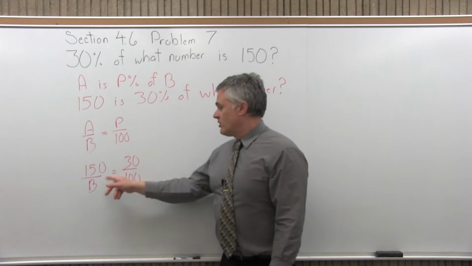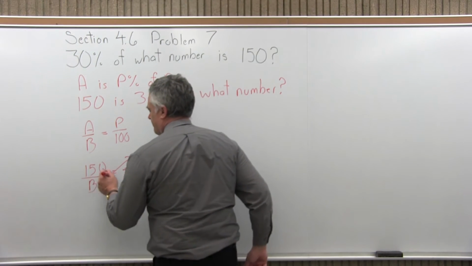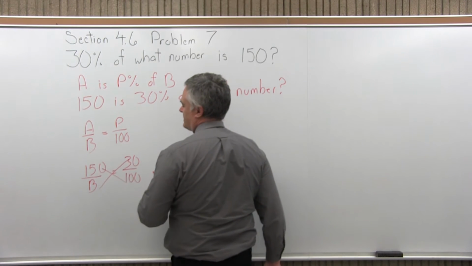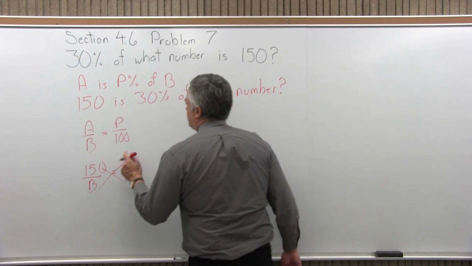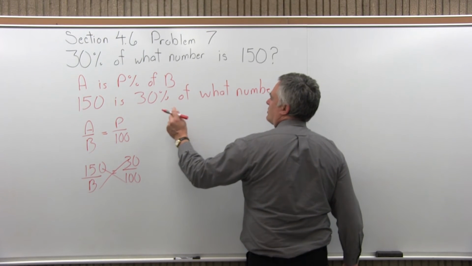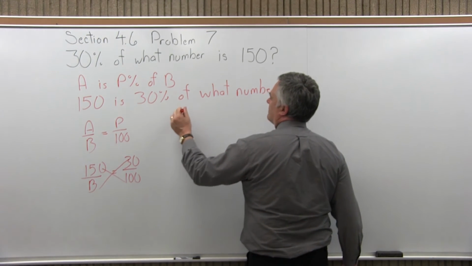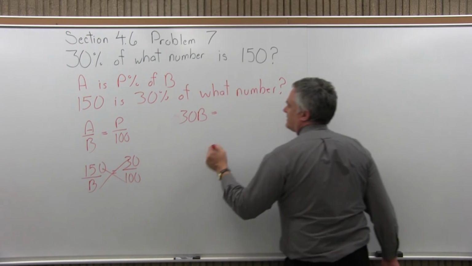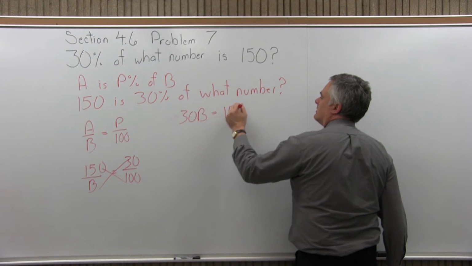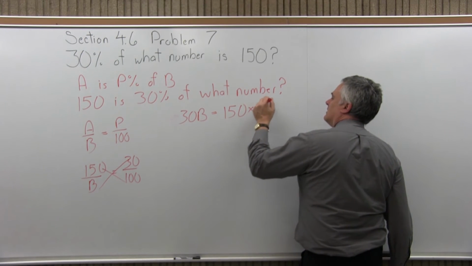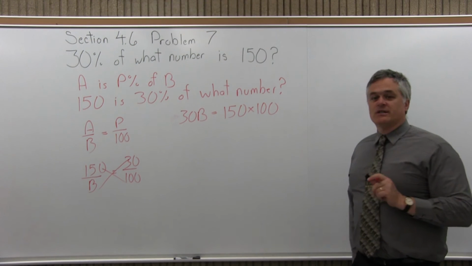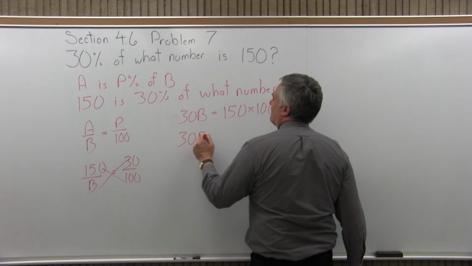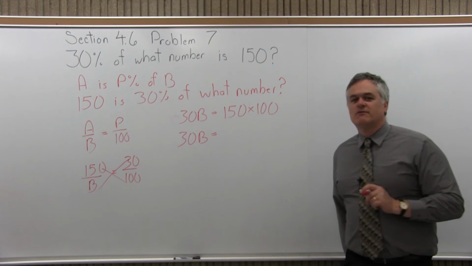To solve for that unknown, we will cross multiply like that. Again, you can reduce this if you want to, or you don't have to. It'll come out to the same answer either way. So B times 30 is, we can just write 30B, or B30, it's the same. Equals, the other way, 150 times 100. So that's our equation.